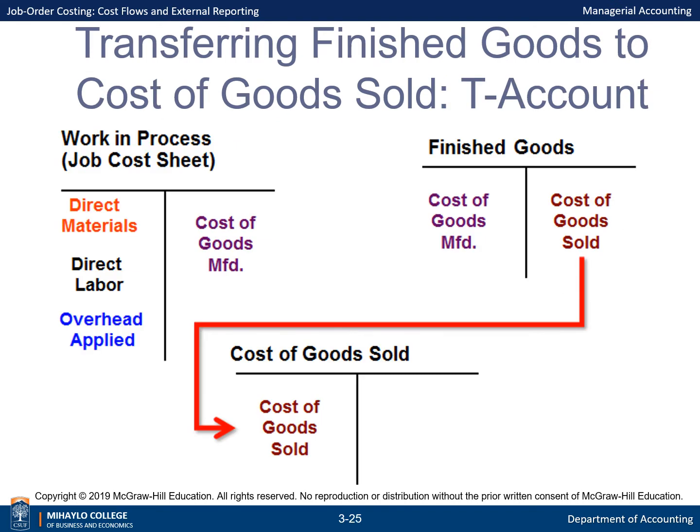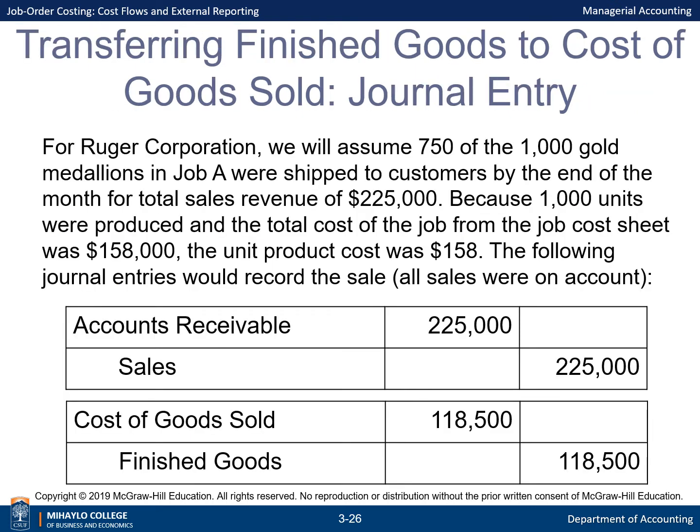When a finished job is sold to the customer, the cost of that job is transferred from finished goods inventory to cost of goods sold. Ruger Corporation shipped 750 of the 1,000 gold medallions in Job A to customers by the end of the month for total sales revenue of $225,000.